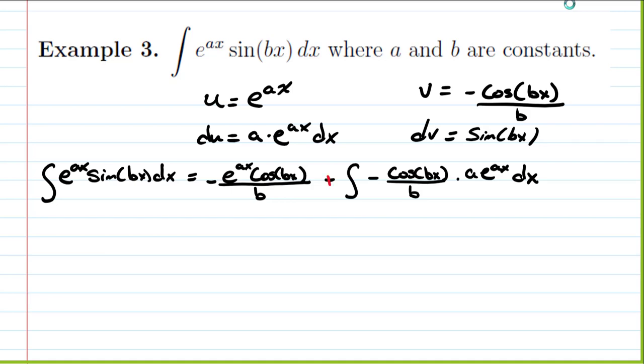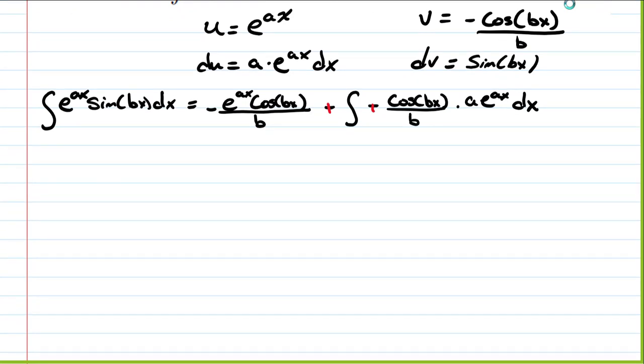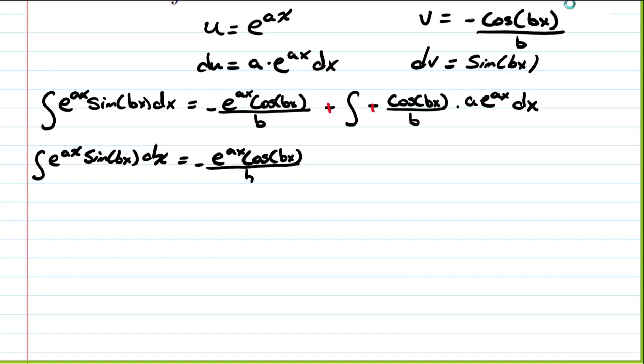So we have a minus minus, which is going to give us a plus, and then we have some constants inside of our integral that we can pull out. So that gives us the integral of e to the ax sine bx dx is equal to negative e to the ax cosine bx, so all that same stuff over b, plus I have an a in the numerator and a b in the denominator that are both constants. So a over b times the integral of e to the ax cosine bx dx.